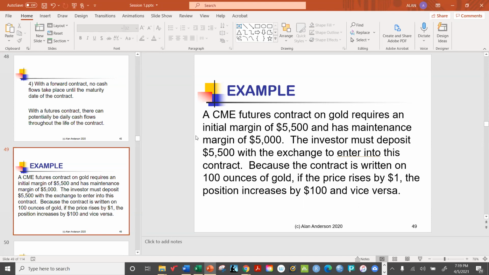Now there's also what we call a maintenance margin of $5,000, which means the balance in your account can never fall below $5,000. If it does, you have to put more money into your account. Now, the good thing about this, though, is that if your balance keeps rising, you can actually withdraw the surplus if you want to.